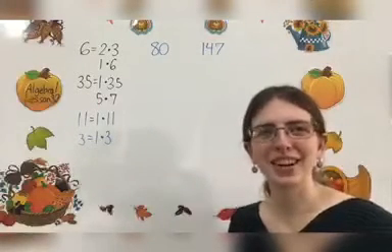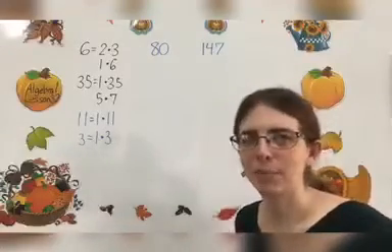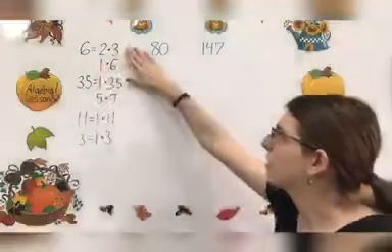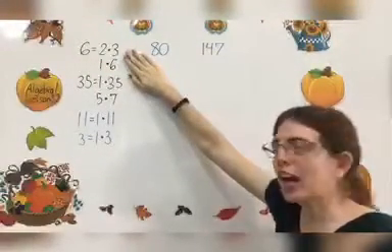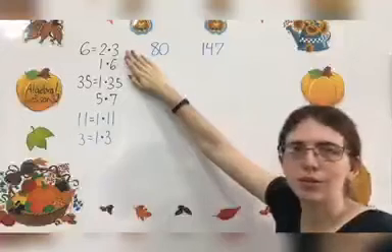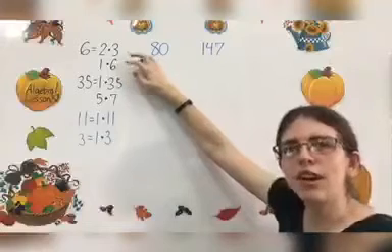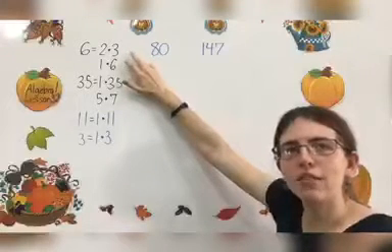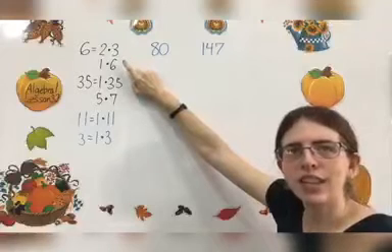So let's get started. First of all, let's talk about prime and composite numbers. Right here I have 6 and some factors of 6. I can make up 6 with the factors 3 and 2. 2 times 3 equals 6. Also, 1 times 6 equals 6. So I have more than one pair of factors that multiply together to equal 6.